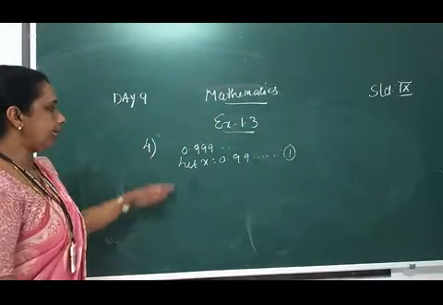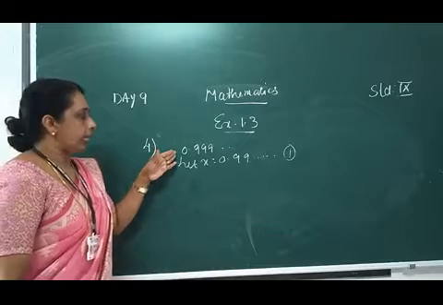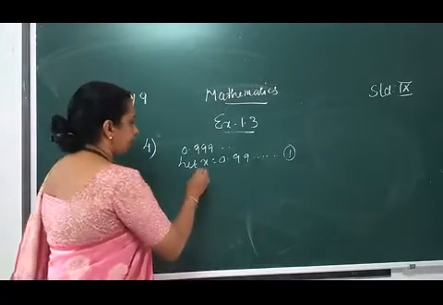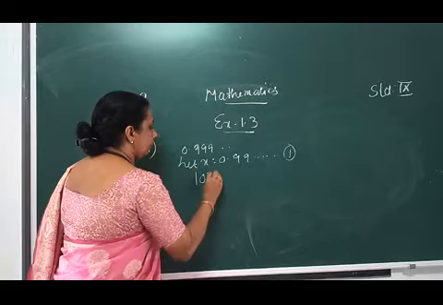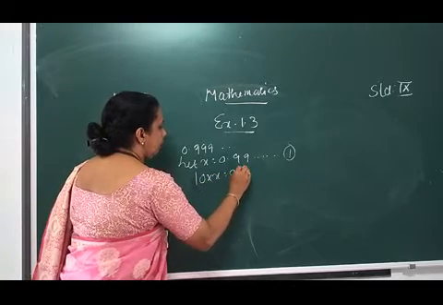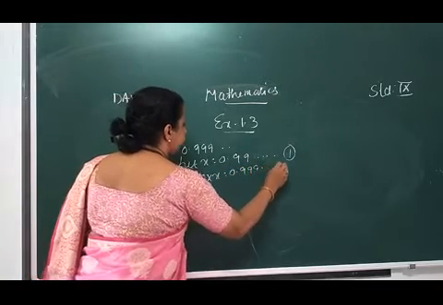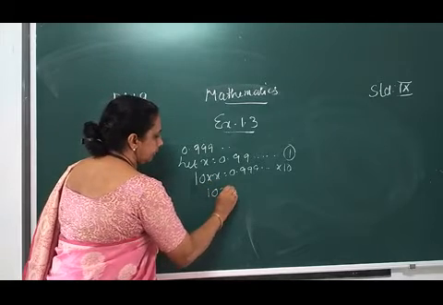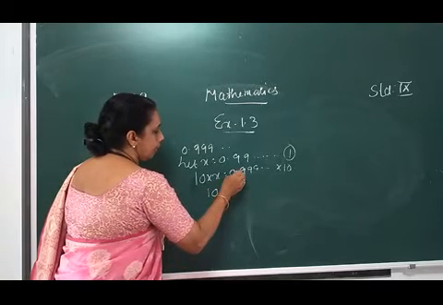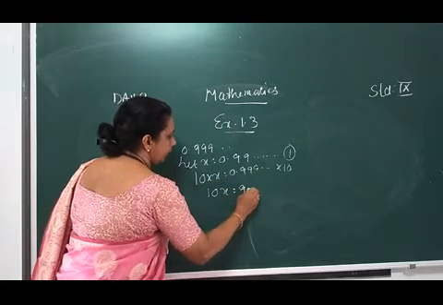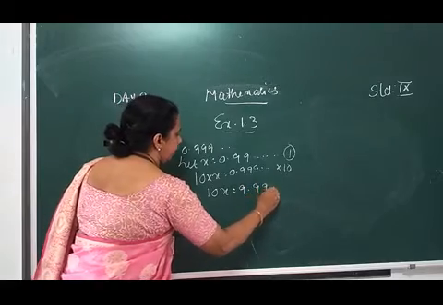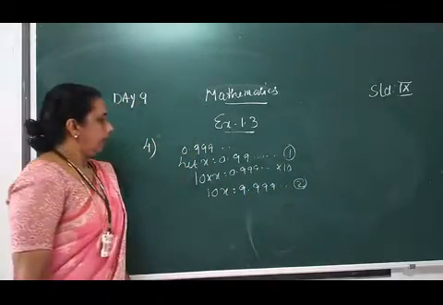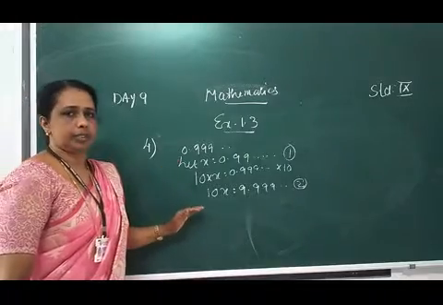You know how we can change it into a rational number? Here only one digit is repeating, so multiplying both sides by 10. Left hand side 10 into x and right hand side 0.999 etc. into 10. We get 10x, the decimal moves after one digit, so we get 9.999 etc. This is equation number 2. This is equation number 1 and this is equation number 2.